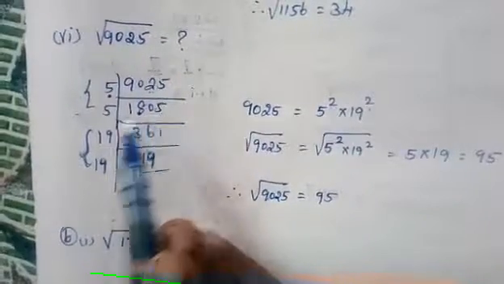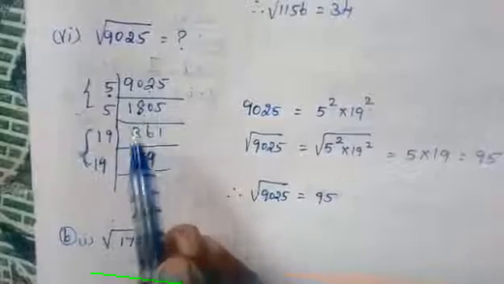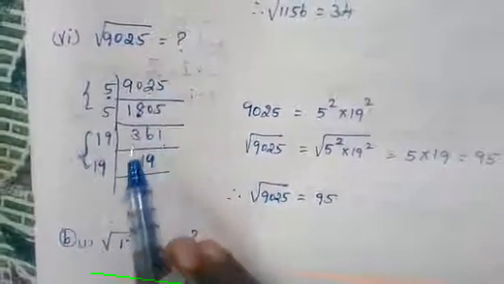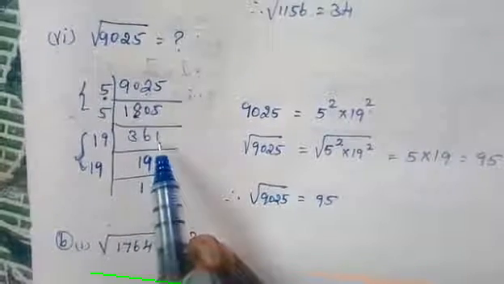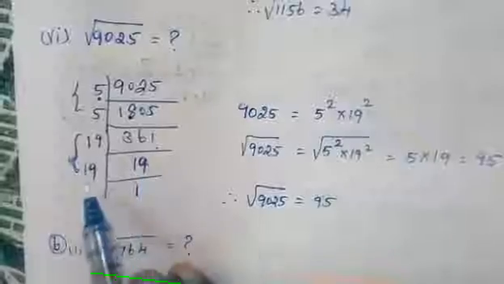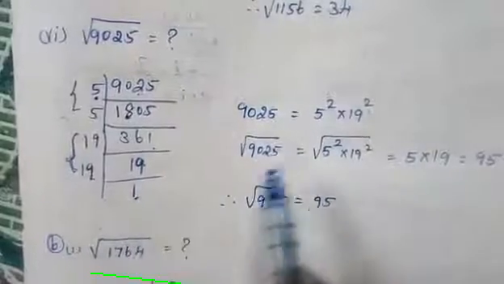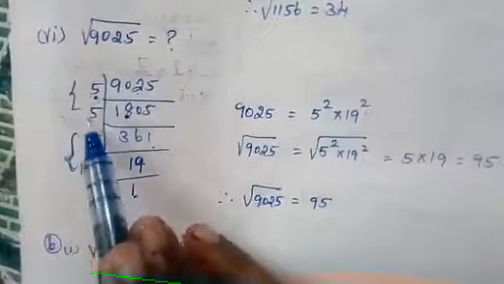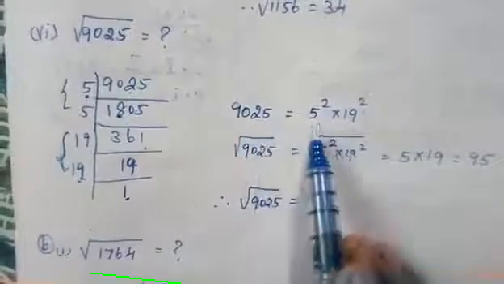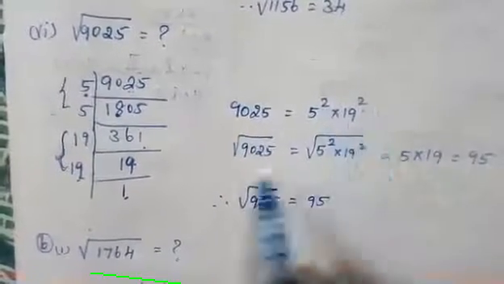That is 5 5s are 25. Then again 5 table, 3 5s are 15, balance 3, 6 5s are 30, 1 5 is 5. 361 is the square number of 19, so that is 19. Then again it is 91. So you make a pair of numbers: 5 square, 19 square. So 9025 is written as 5 square into 19 square.